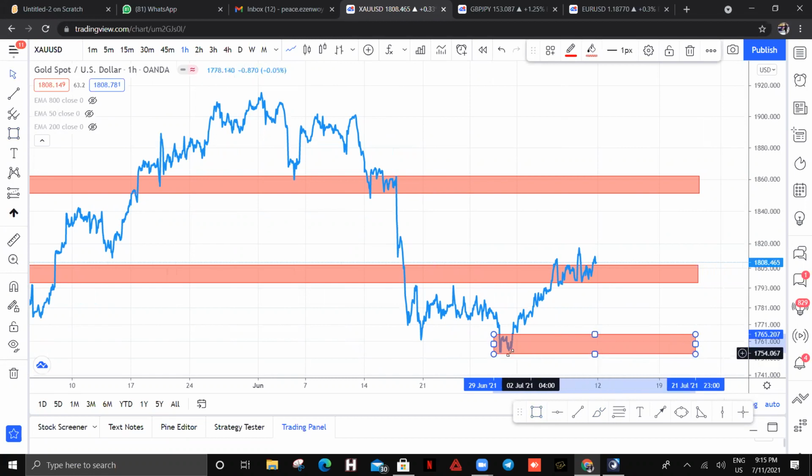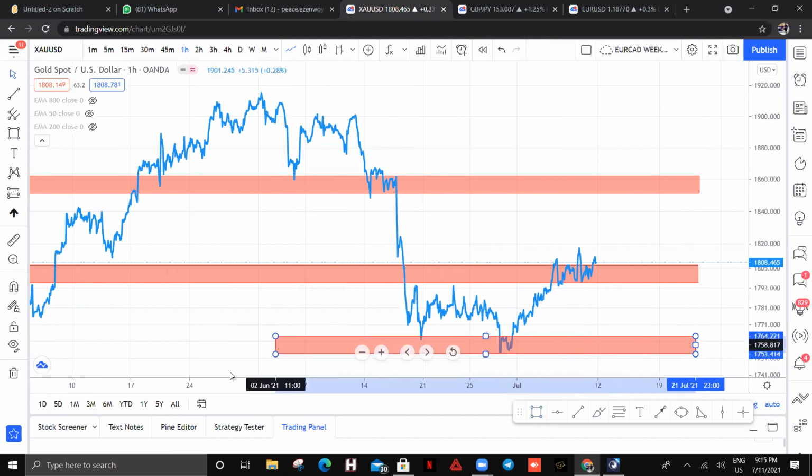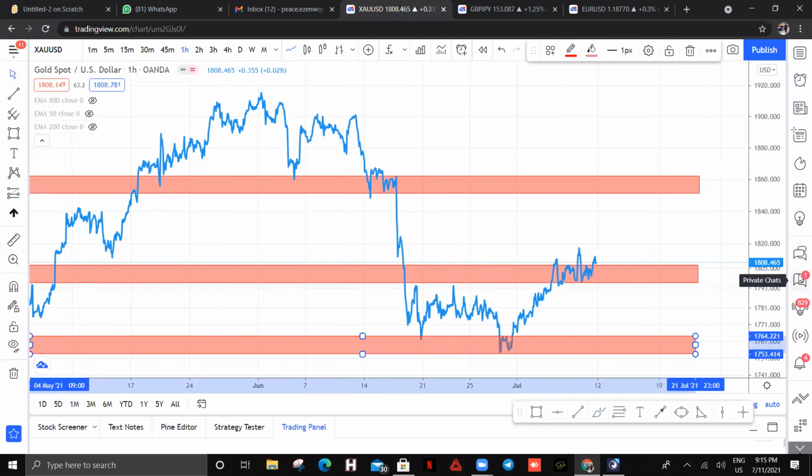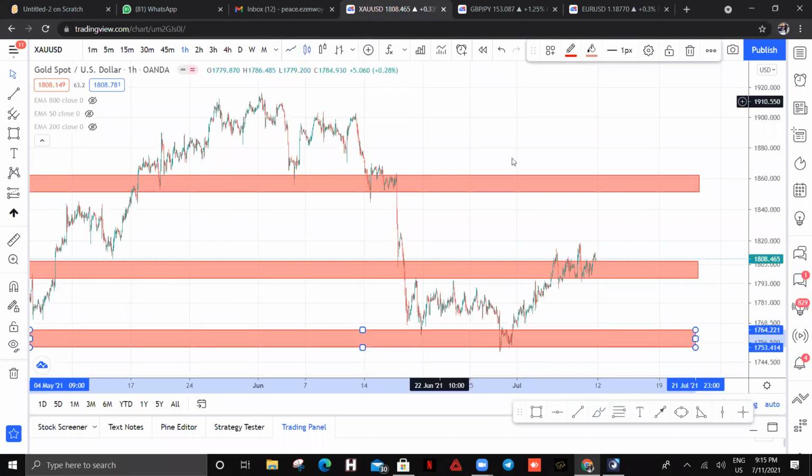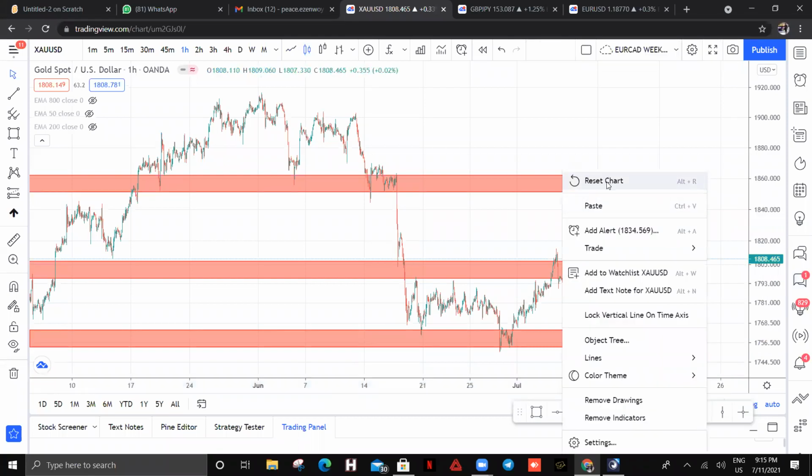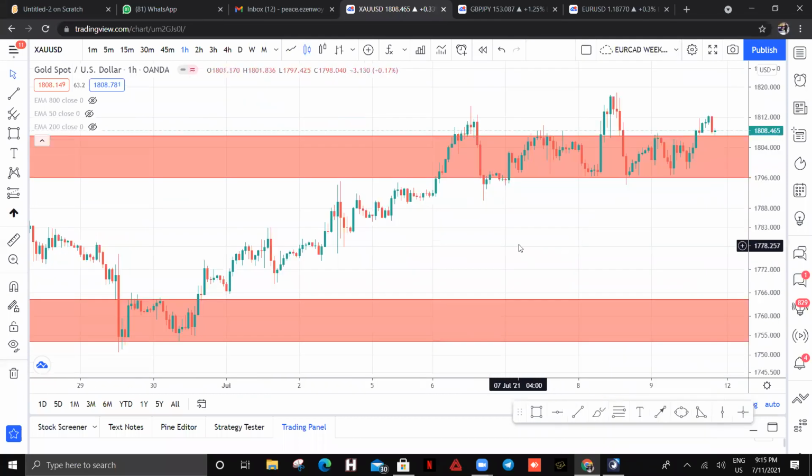With this zoning structure or zoning strategy, you can use it as well to know your break and retest. You wait for price to break above or below your zones, do a retest, then you can do what? Enter your what? Your trade. Now I'm going to change this to candlestick and you'll see how price respected each zone. Reset. You can see it.